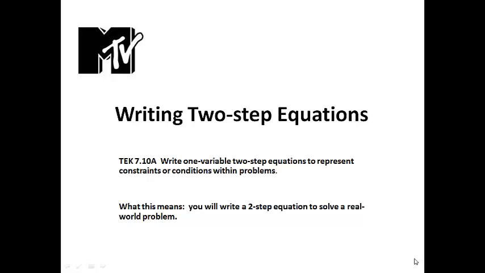Our TEK is 7.10a. Write one-variable, two-step equations to represent constraints or conditions within the problem. That sounds kind of confusing, but you're going to understand that when we actually start doing one of the real-life problems. What this means is that you will write a two-step equation to solve a real-world problem.